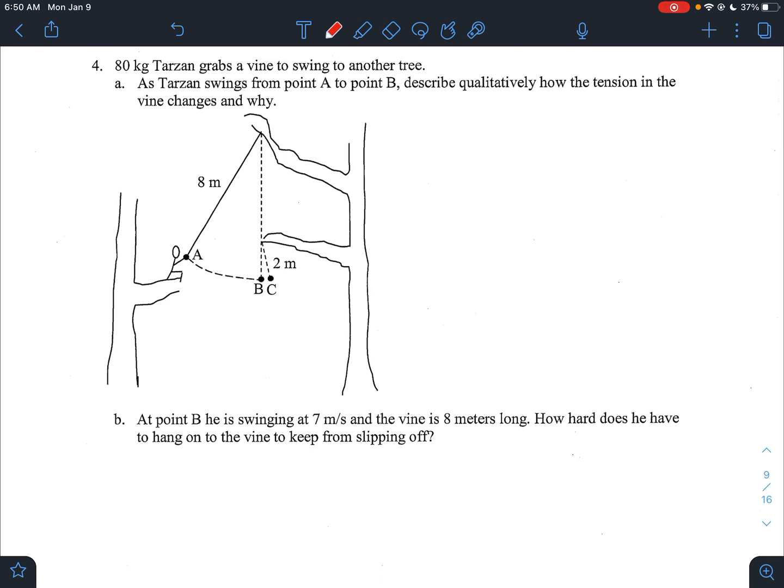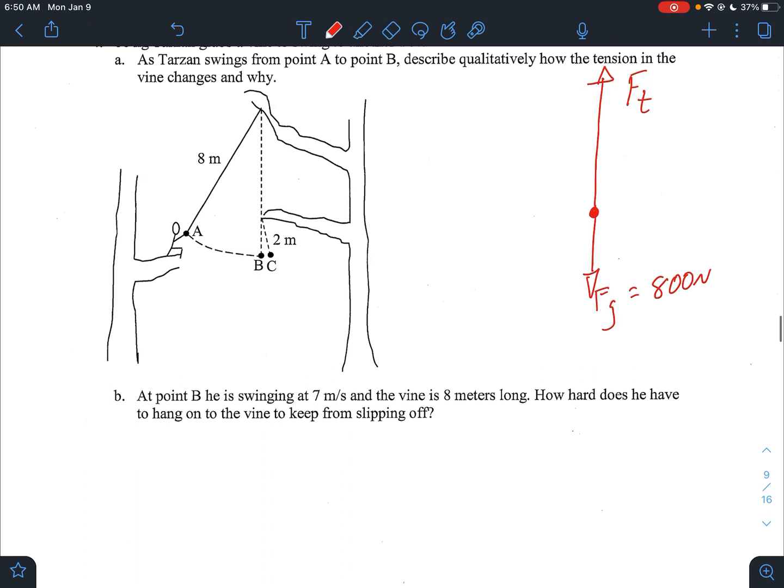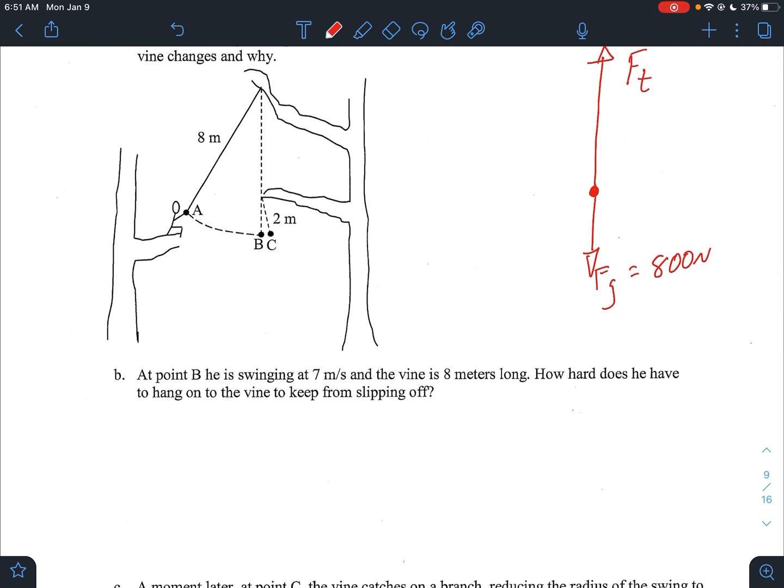And so I'm going to draw my force diagram on the side here, but I'm drawing it for position B. At position B, we have force of gravity and tension, where tension needs to be larger because he's swinging in this circular turn. If he has a mass of 80 kilograms, his weight is approximately 800 newtons. And we're going to solve for Ft.